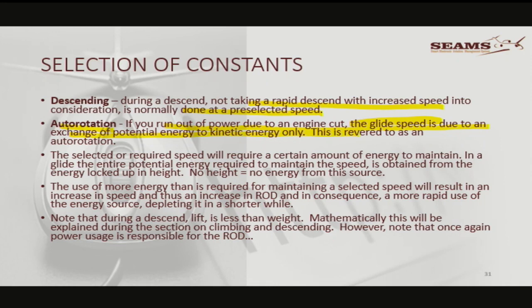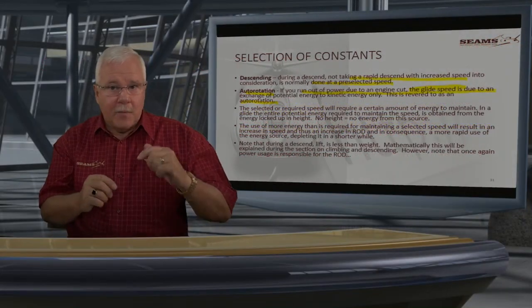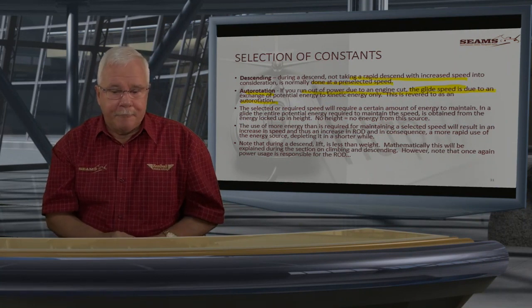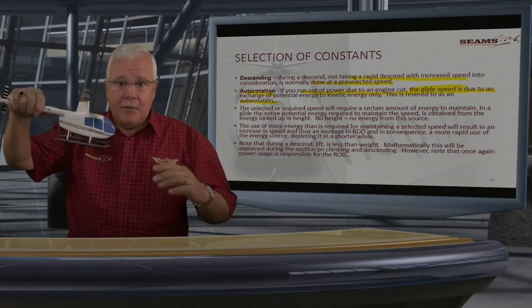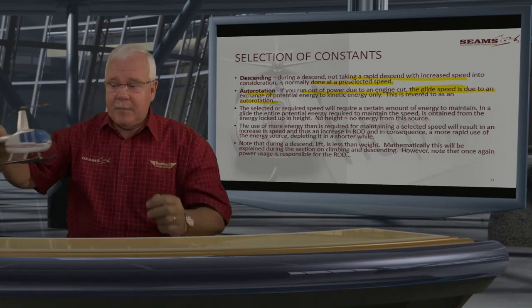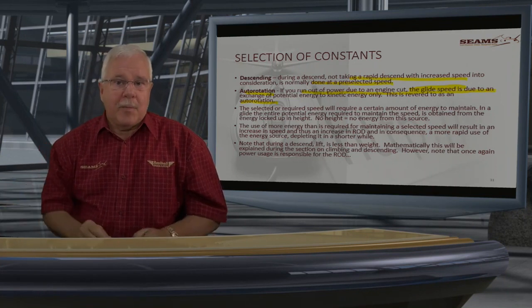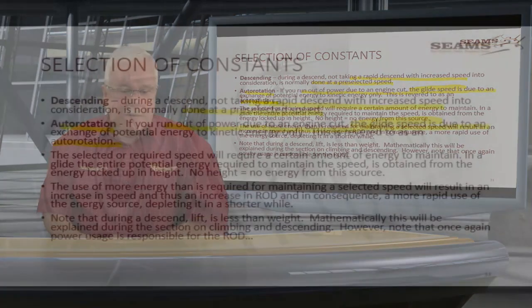If you run out of power due to engine cut, the glide speed is due to an exchange of potential energy only, and there's a very, very specific speed that we're saying that this speed is now what we're going to use during the auto-rotation. No more power. So instead of the airflow coming from here, it's now auto-rotating and the airflow is coming from the bottom. And that airflow will help to maintain the rotor RPM. But that will be in the autorotative section.